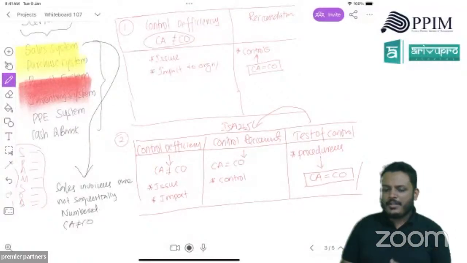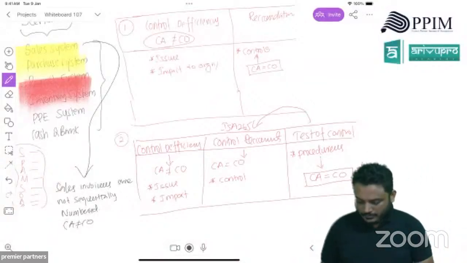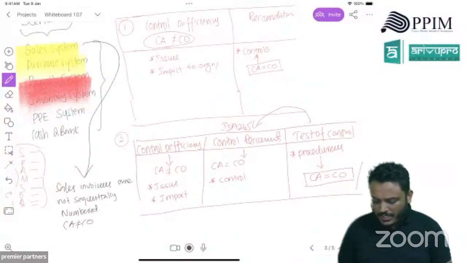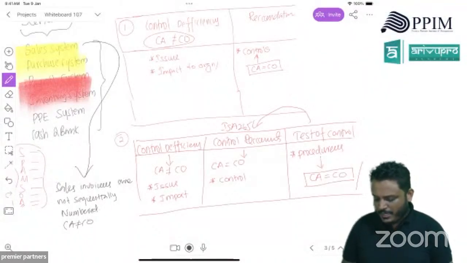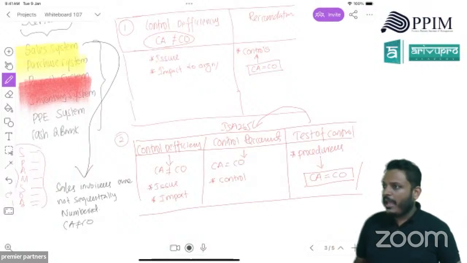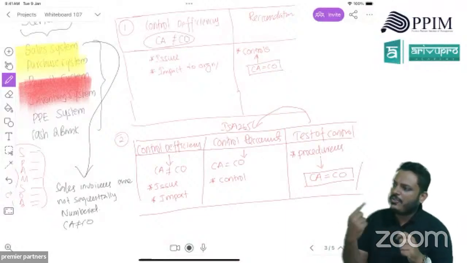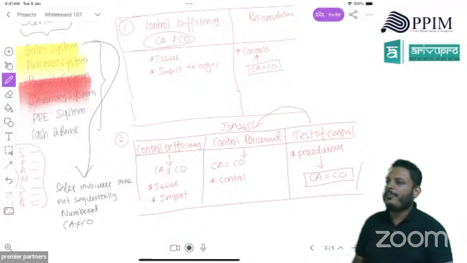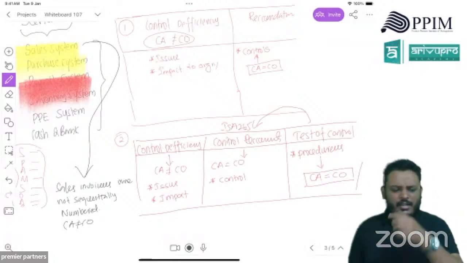Is my explanation understood? Students understood? If you understood this, you are getting 15 marks. How many marks are you getting? 15 marks. So you are focusing on 15 marks. And now most of the students are lacking this TOC, test of control part. So I explained that also. Prepare this.